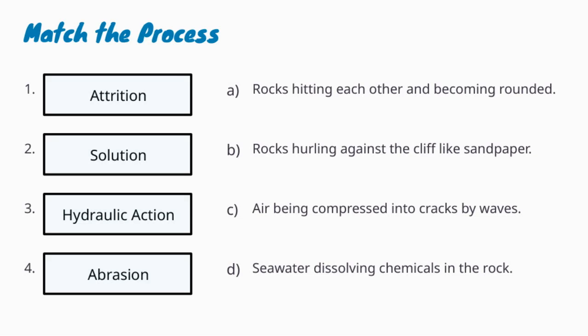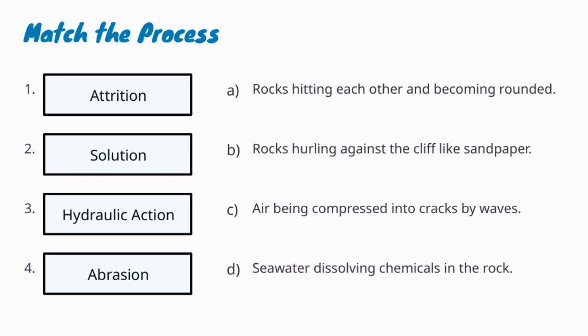Now let's match the erosion processes with their definitions. The processes are 1. Attrition, 2. Solution, 3. Hydraulic action, 4. Abrasion. The definitions are A. Rocks hitting each other and becoming rounded. B. Rocks hurling against the cliff like sandpaper. C. Air being compressed into cracks by waves. D. Seawater dissolving chemicals in the rock. Take a moment to match them.